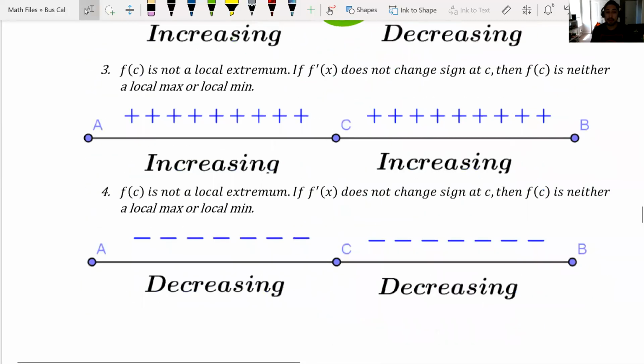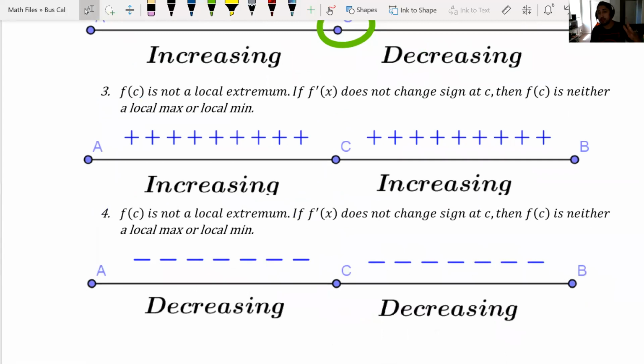Now, if nothing happens, if our graph goes increase to increase, there is no turning point and there is no max or min. So if our graph goes increase to increase, then c is neither. c means nothing to us. Okay? Same thing, decrease to decrease, nothing. c is nothing to us. Okay, awesome. So that's how we look for max or mins. We do it based on the sign chart. So let's keep going.